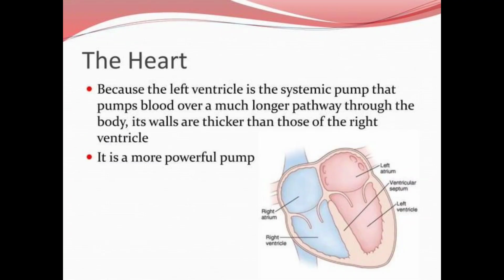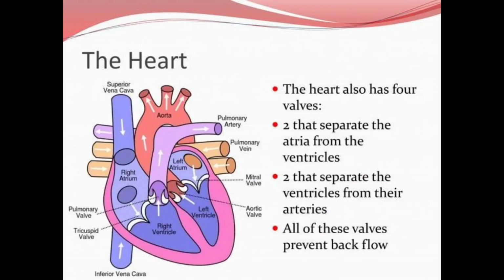Next one is the heart. Because the left ventricle is the systemic pump that pumps blood over the much longer pathway through the body, its wall is thicker than that of the right ventricle. The left ventricle has too much contraction, and due to this contraction the thickness of its wall is increased. So the most thickened portion of the heart is the left ventricle, and it generates more power to pump the blood into the aorta.